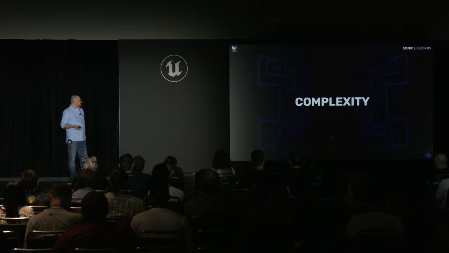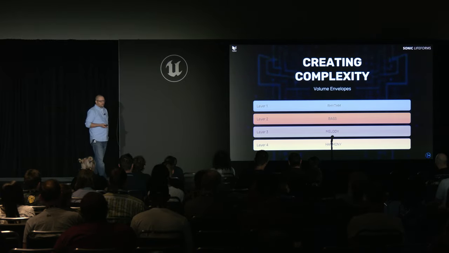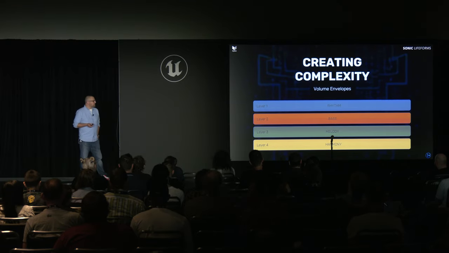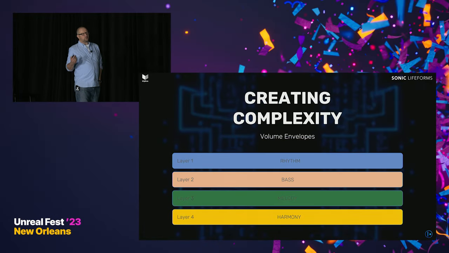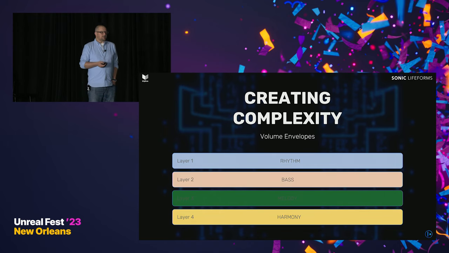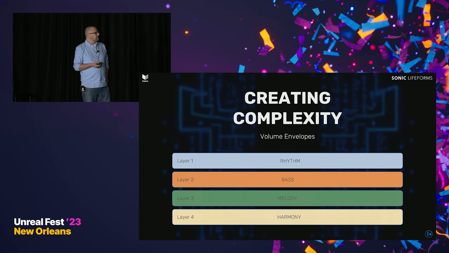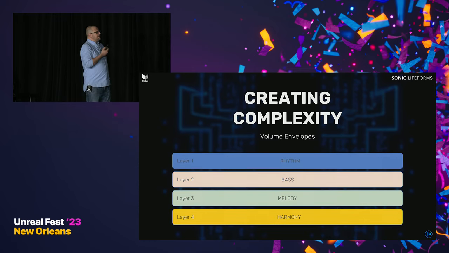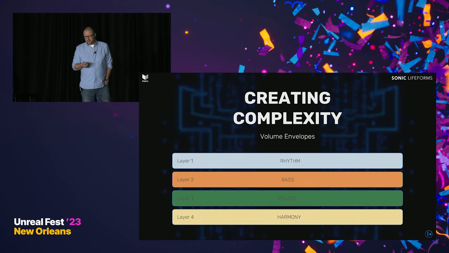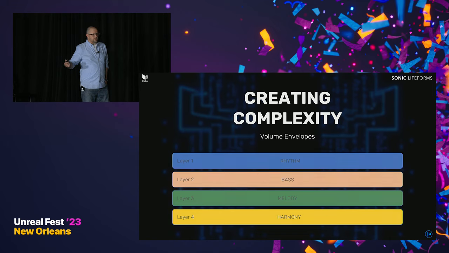I even gave it its own title slide here. The reason why we have to talk about it is we have to come up with strategies for introducing complexity to our systems and controlling this complexity. One easy but very, very effective way is to use volume envelopes, which just basically means that we're gonna fade the layers in and out at certain points, and of course individually.